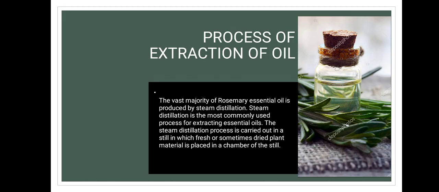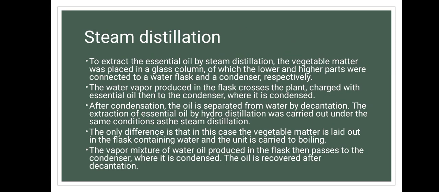Process of extraction of oil. There are several processes of extraction of the oil, but mostly the steam distillation process is widely used for the extraction of rosemary oil. The steam distillation process consists of several steps. The vegetable matter is placed in a glass column, of which the lower and higher parts are connected to a water flask and a condenser. The water vapor produced in the flask crosses the plant charged with essential oil and then goes to the condenser, where it is condensed. After condensation, the oil is separated from the water by decantation.